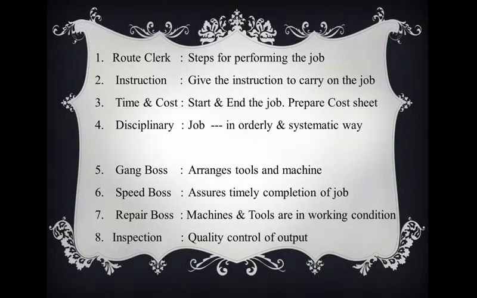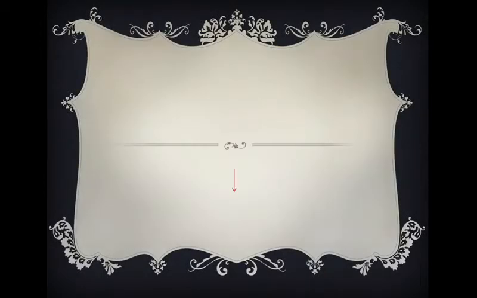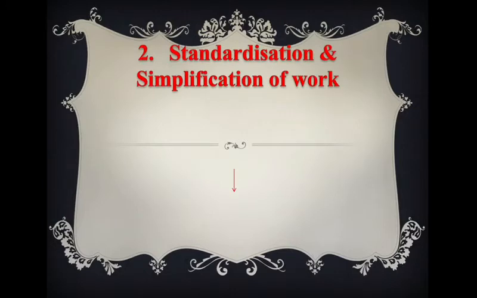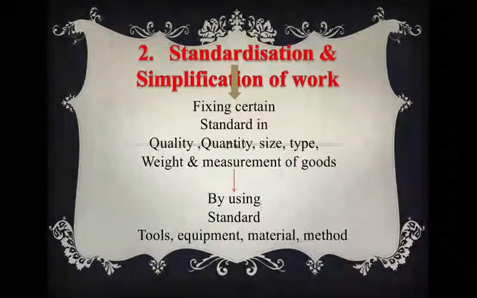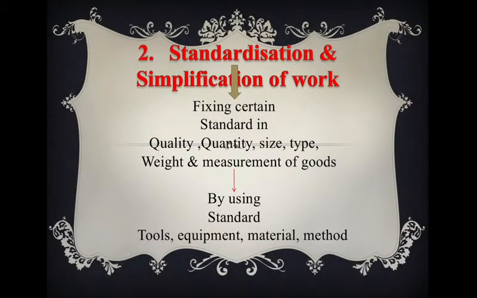Next we have the second technique of Taylor, that is standardization and simplification of work. Let us first understand what standardization of work is. So standardization means fixing certain standards in quality, quantity, size, type, weight and measurement of goods by using standard tools, equipment, material and method. Now let us see the simplification of work.